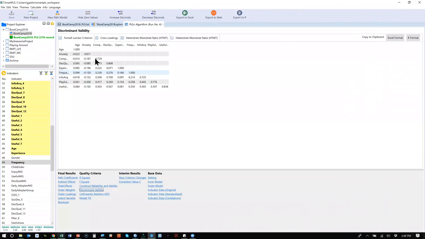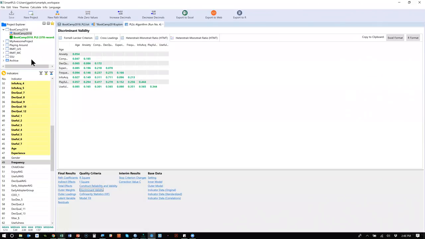Or we can eyeball it and ask, where's our lowest one? 0.729, and it's compared to all these correlations. It's good. The one that we were having trouble with, decision quality and information acquisition, is 0.709 compared to 0.725 and 0.808. We're good. There's no discriminant validity issue. And if we really, really wanted to be sure, go to the heterotrait-monotrait, HTMT.